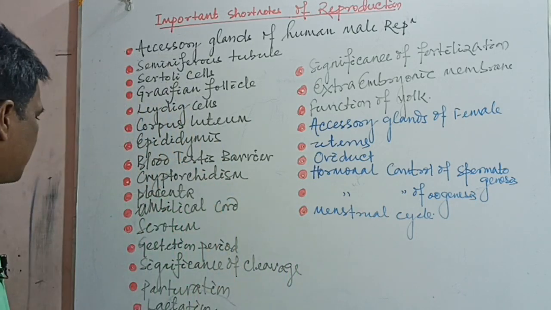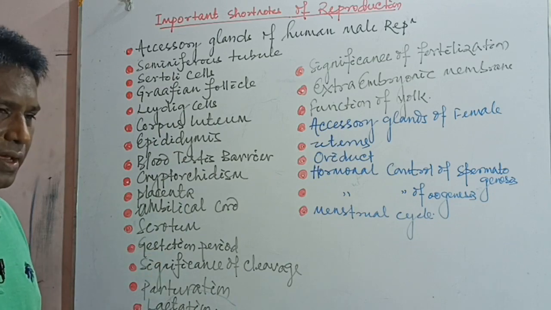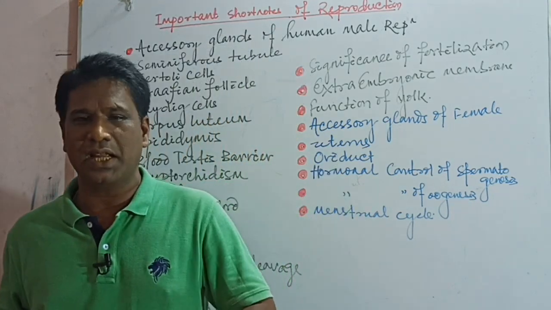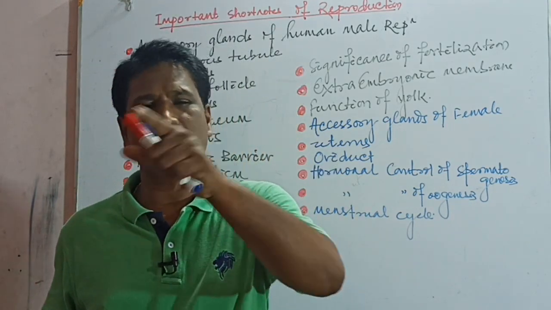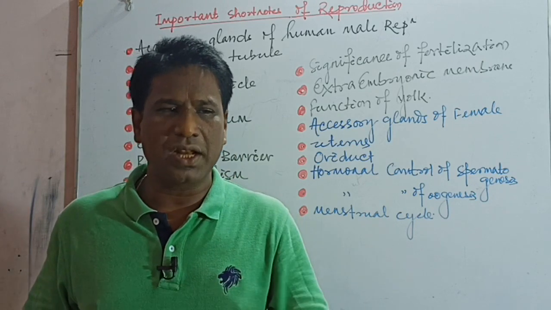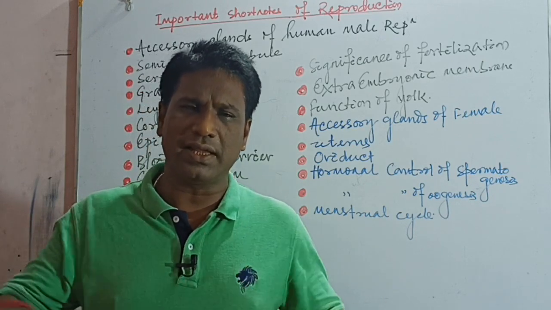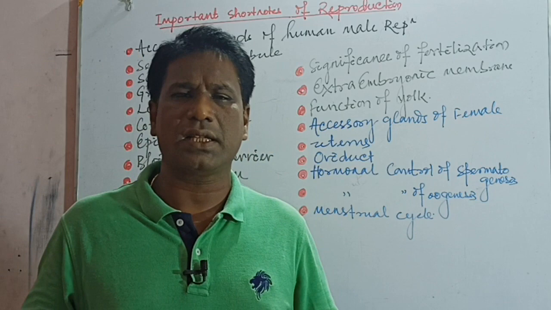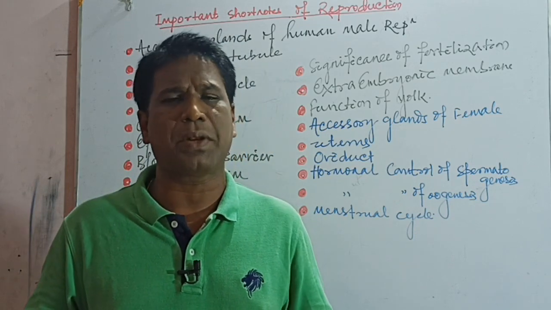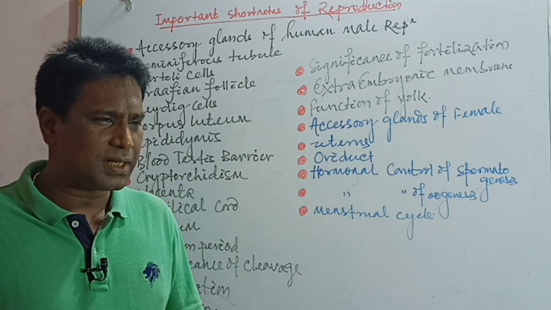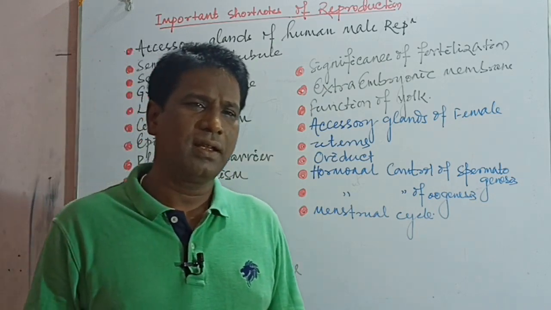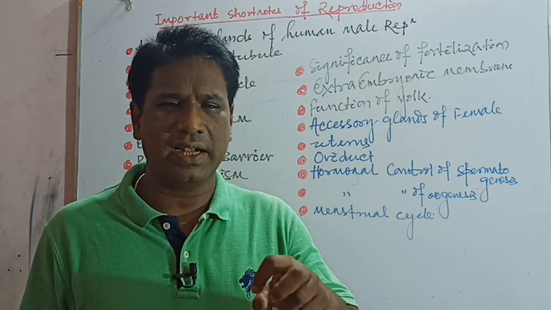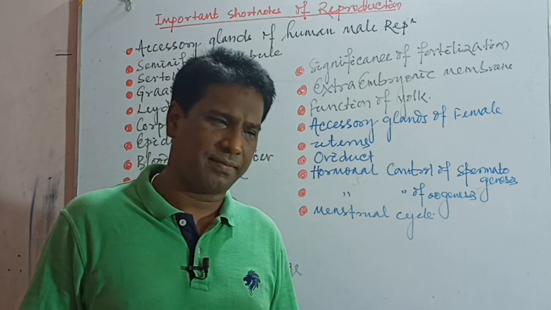So dear students, the next one is gestation period. Gestation period is the period spent by the fetus starting from fertilization till parturition. That period is called the gestation period, or otherwise called pregnancy. The gestation period in the case of human beings is about 40 weeks or 280 days. It may be plus minus 10.